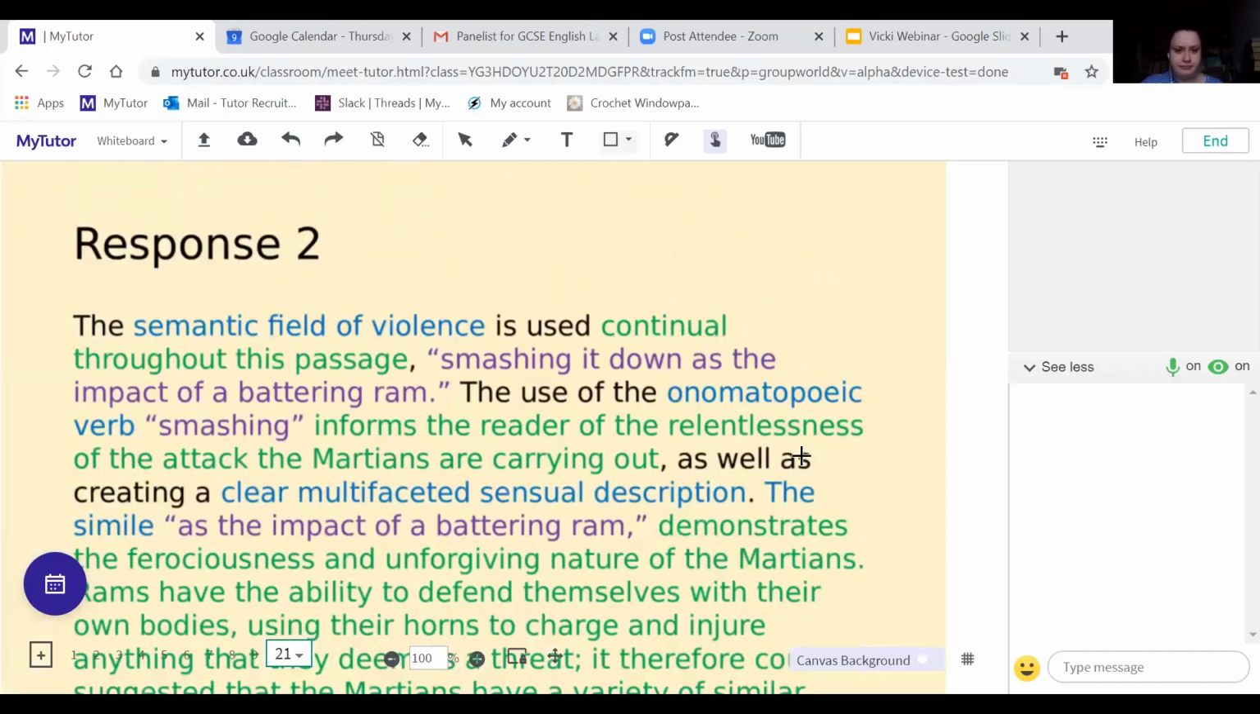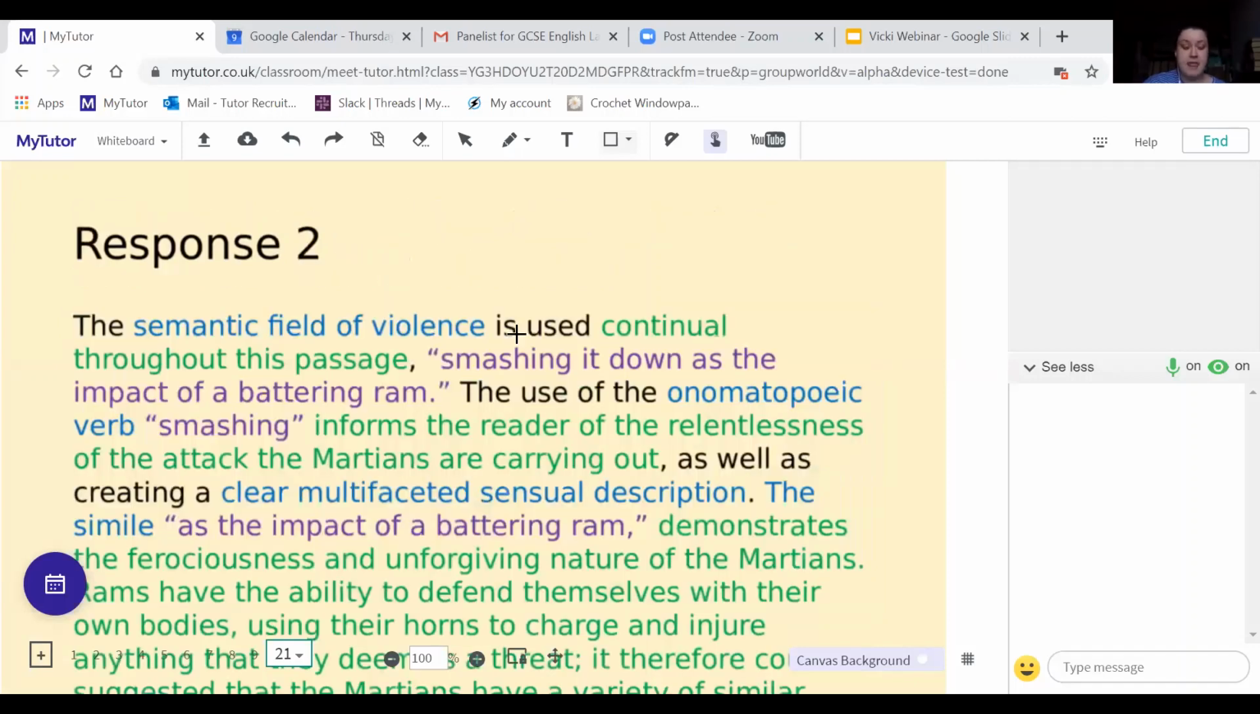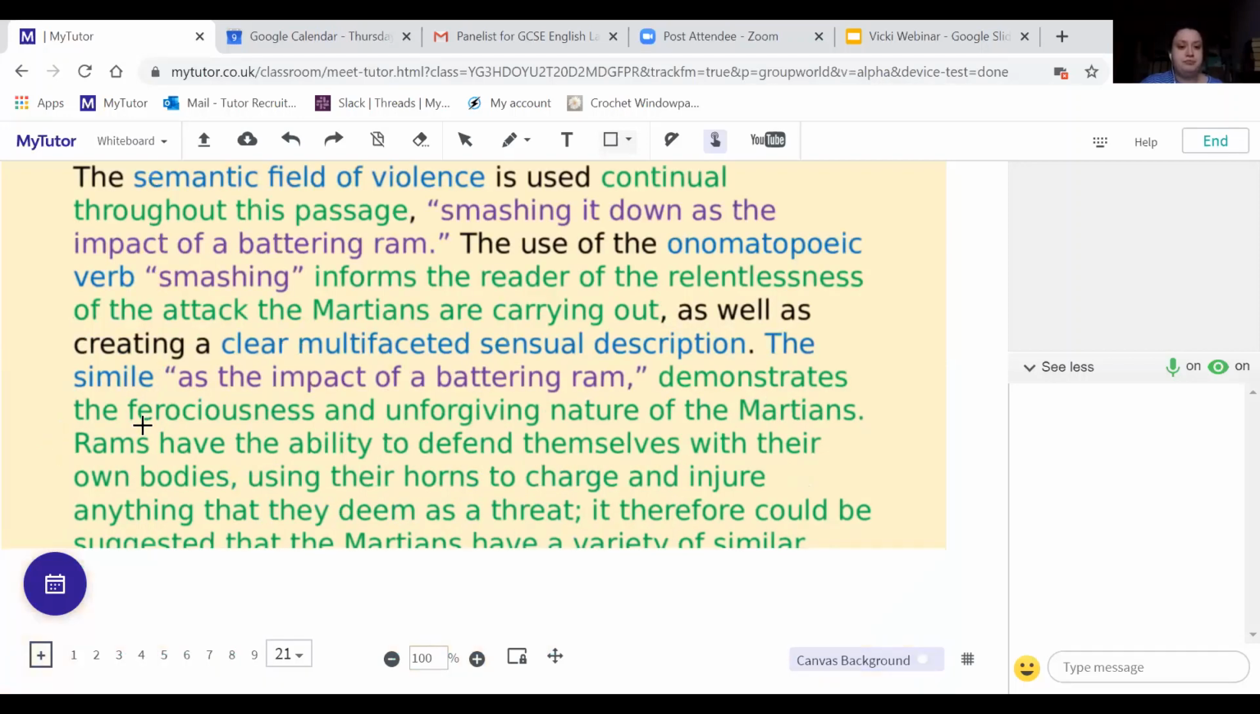I think that's fallen off the end. So first off, the obvious thing is that it's longer and it's chunkier. So in terms of the difference of what I've spoken about, let's first off look at the accurate use of terminology and the sophisticated nature. So I've said the semantic field of violence. I just said in the first one, violence is used continually. Now I'm attaching that to semantic field. I'm also mentioning the verb as well here.